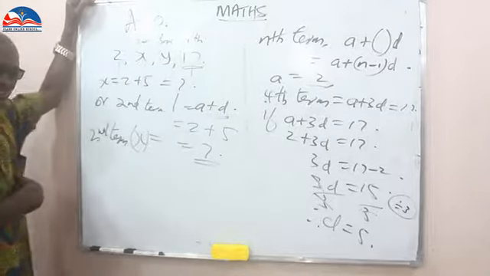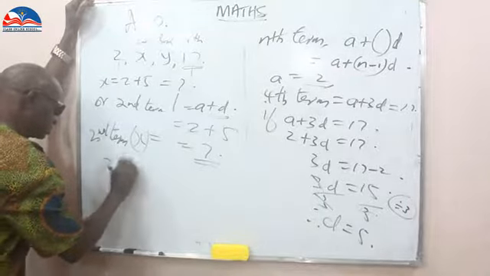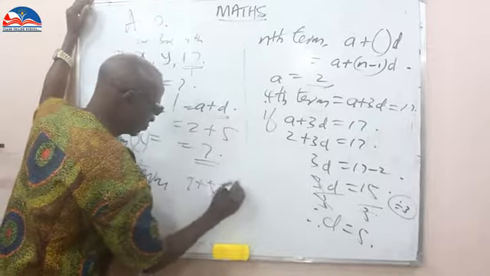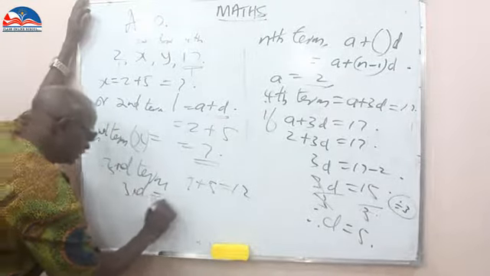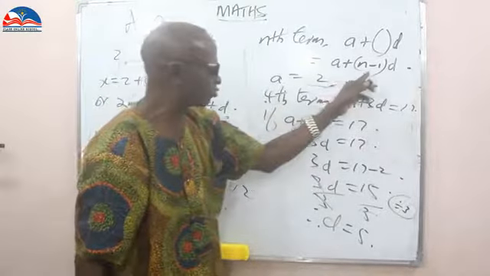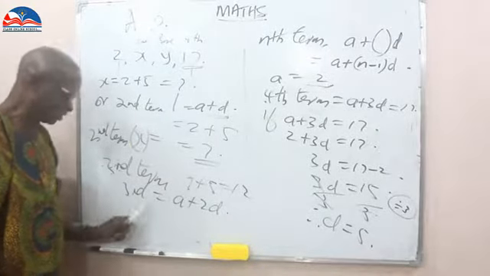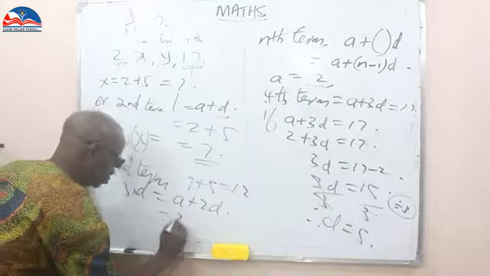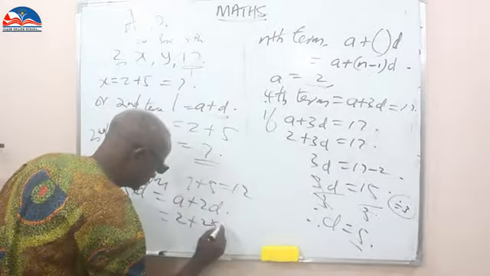Then what happens to get my third term? You can say it's 7 plus 5, since the common difference is 5. That is 12. Alternatively, you can say the third term equals A plus 2D, because it is A plus the term you want minus 1, times D. Since I want the third term, A plus 3 minus 1, that is 2D. I know A to be 2, from the equation. So this means 2 plus 2 times D, and we've gotten already that the common difference D is 5. So 2 times 5.